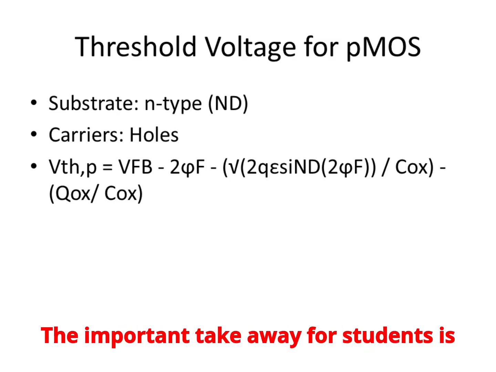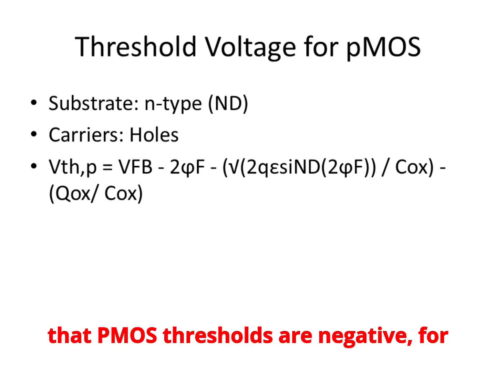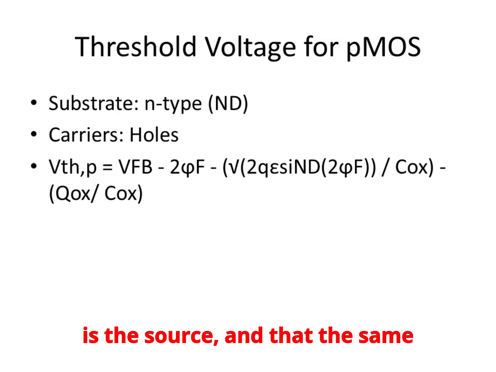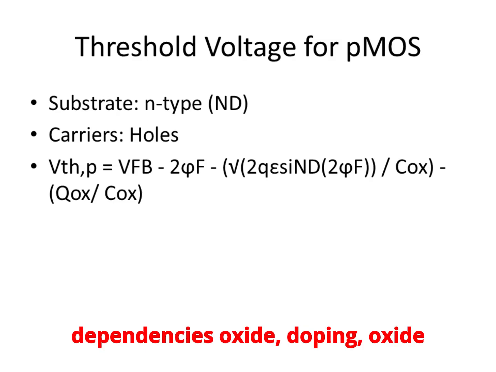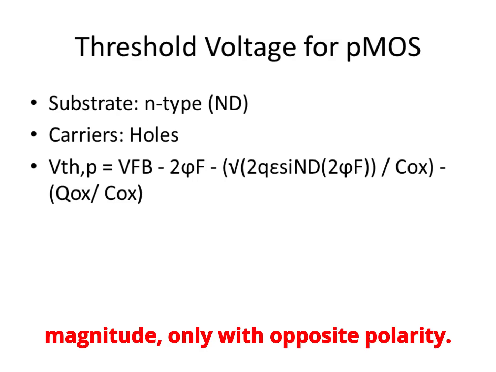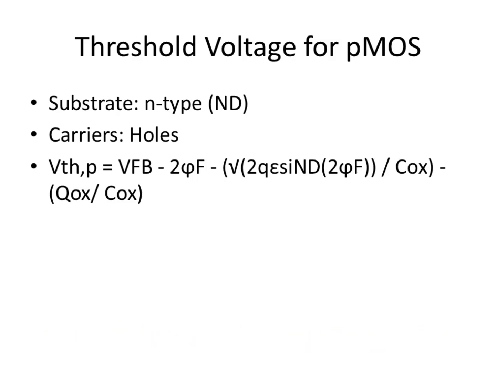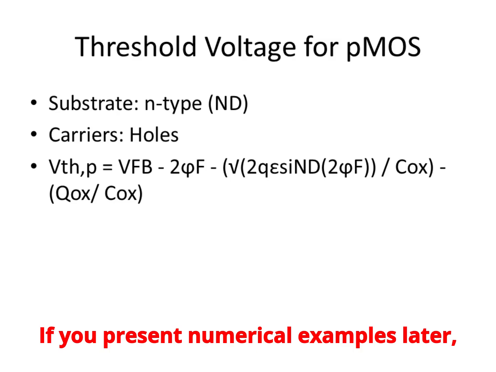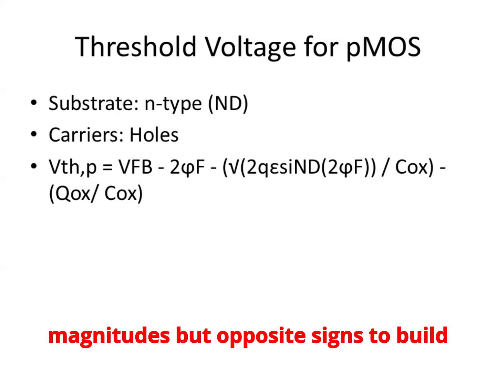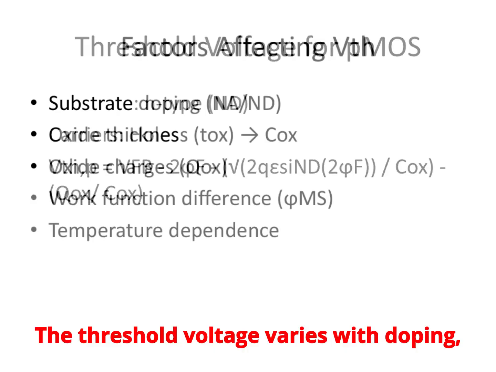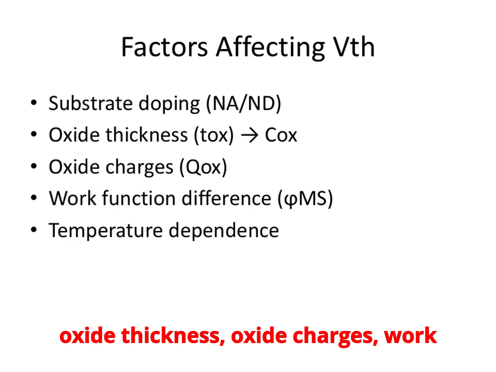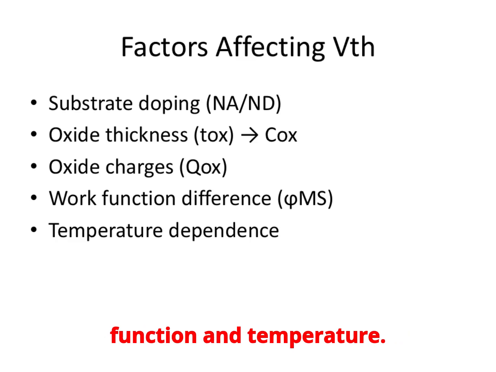The important takeaway for students is that PMOS thresholds are negative, for enhancement mode, if the gate reference is the source, and that the same dependencies, oxide, doping, oxide charges, and work function, determine magnitude, only with opposite polarity. If you present numerical examples later, show symmetric devices with similar magnitudes but opposite signs to build intuition. The threshold voltage varies with doping, oxide thickness, oxide charges, work function, and temperature.